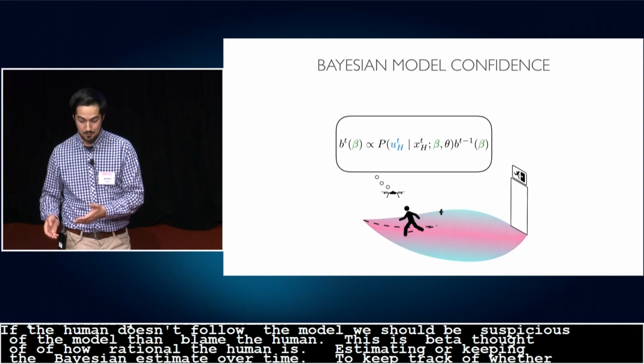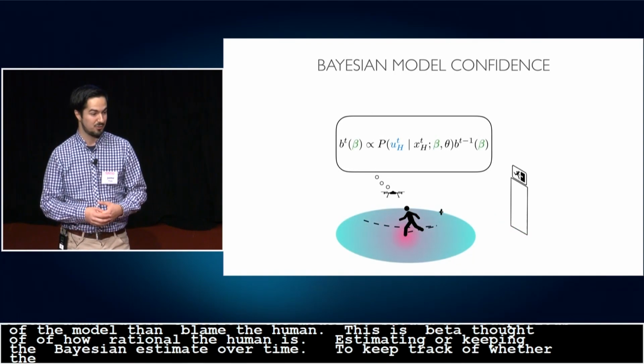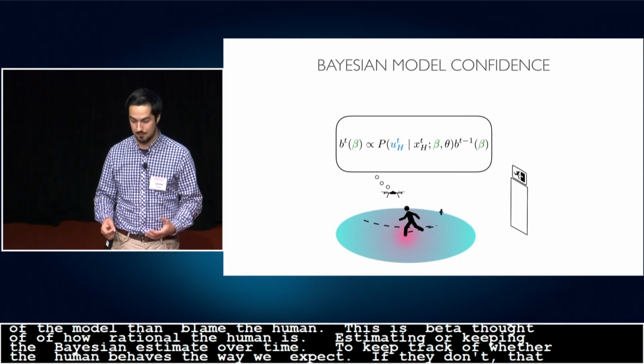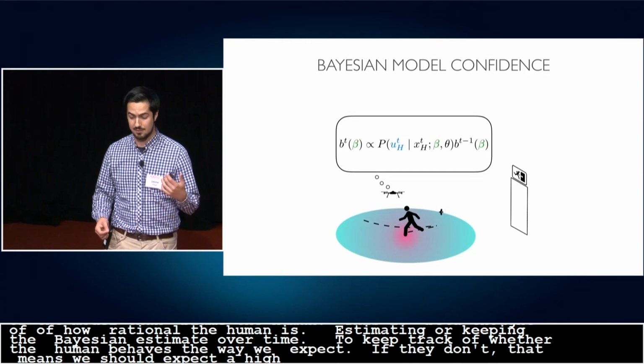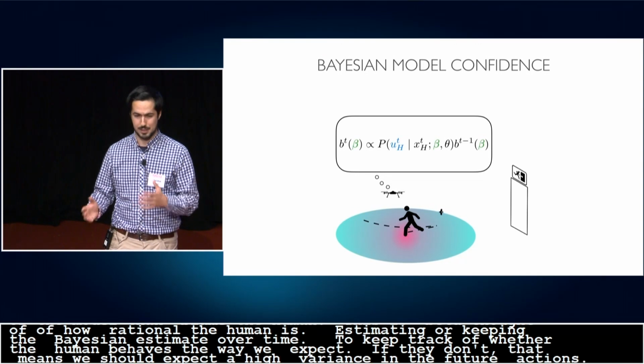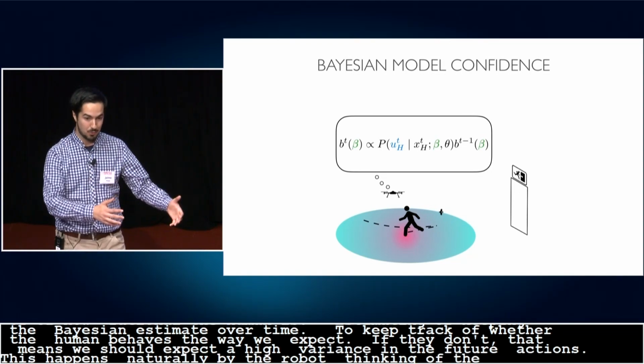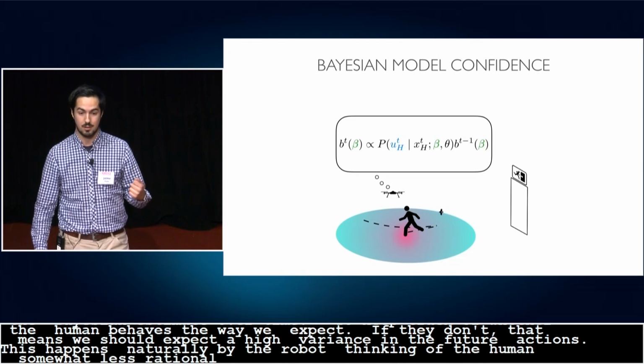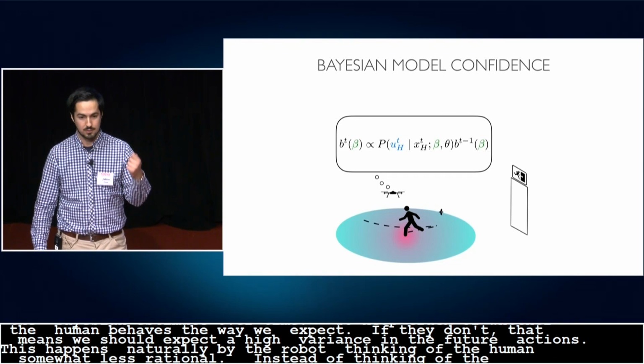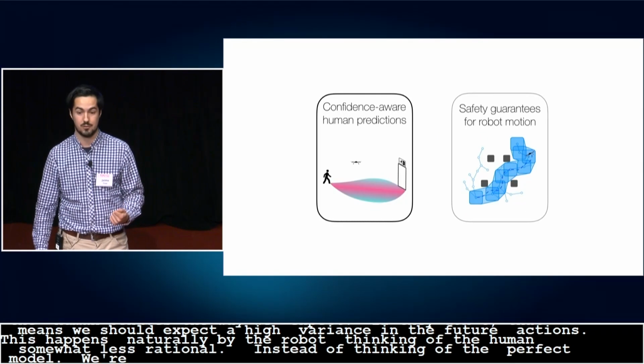And when they don't, what that means is that we should expect a higher variance in the future actions. And this happens naturally by the robot thinking of the human as being somewhat less rational. Instead of trying to look for the perfect human model, what we're doing is we're keeping a Bayesian belief on this scalar parameter, which is very quick and data efficient.